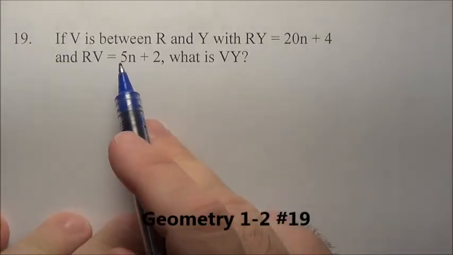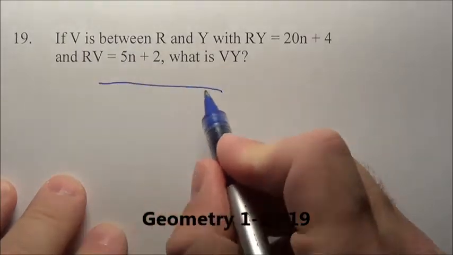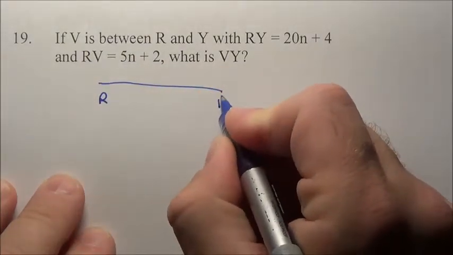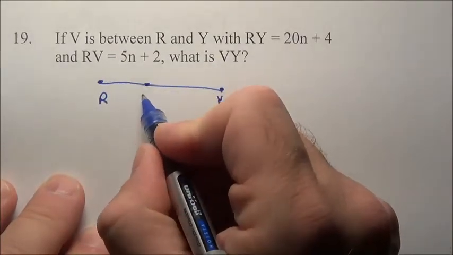Here's 19. It's going to be a little different. Let's see what happens. It says if V is between R and Y. So I start off as always. I have R and Y. I have this line segment, RY, and V is somewhere between them.